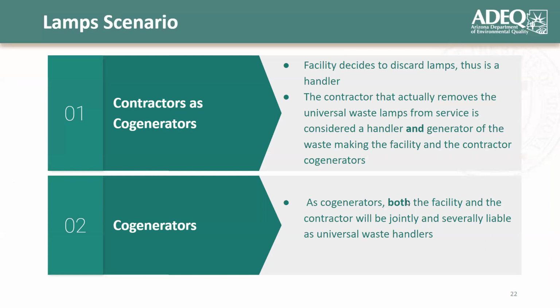We see a lot of instances where facilities hire a third-party company to manage and dispose of their mercury-containing lamps. The contractor that actually removes the universal waste lamps from service is considered a handler and generator of the waste, making the facility and the contractor co-generators. EPA and ADEQ recommend that when two or more parties meet the definition of generator of universal waste, they should mutually agree to have one party perform the generator duties, which generally becomes the third-party company that was hired.